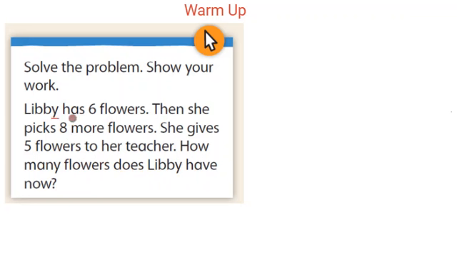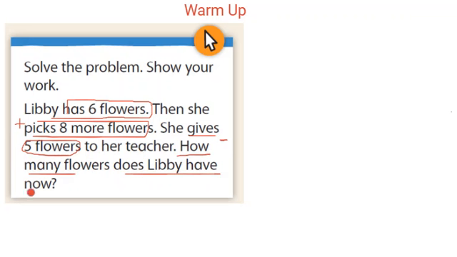So Libby has 6 flowers. So I'm going to circle she has 6 flowers. Then she picks 8 more flowers. So she's adding more to her flowers. I'm going to put a plus sign there. She gives 5 flowers to her teacher. Oh, gives 5 flowers. I'm going to circle that. So she gives them away. So that's taking away. How many flowers does Libby have now? Okay, well, let's take a look at this problem. So we're adding 2 and then we're subtracting 1. So this is definitely going to be a two-step problem.